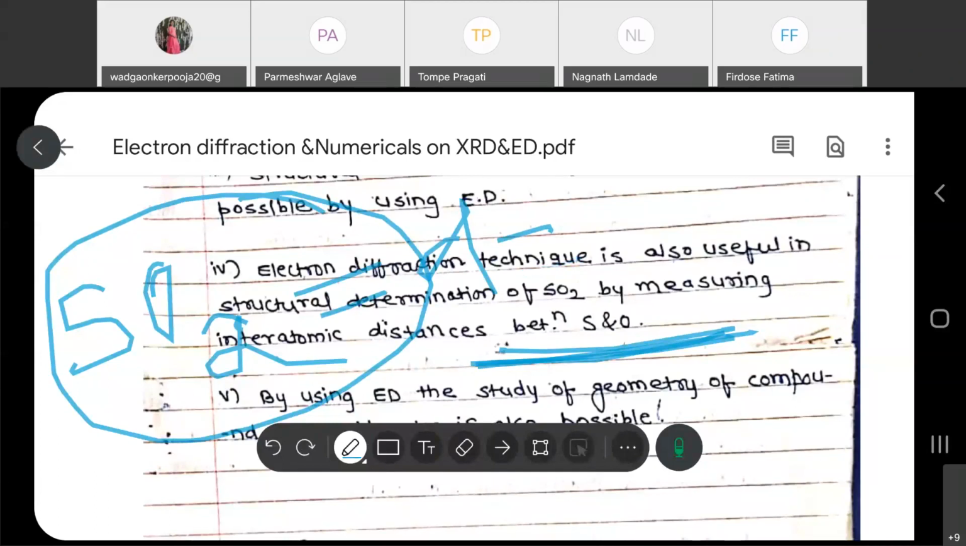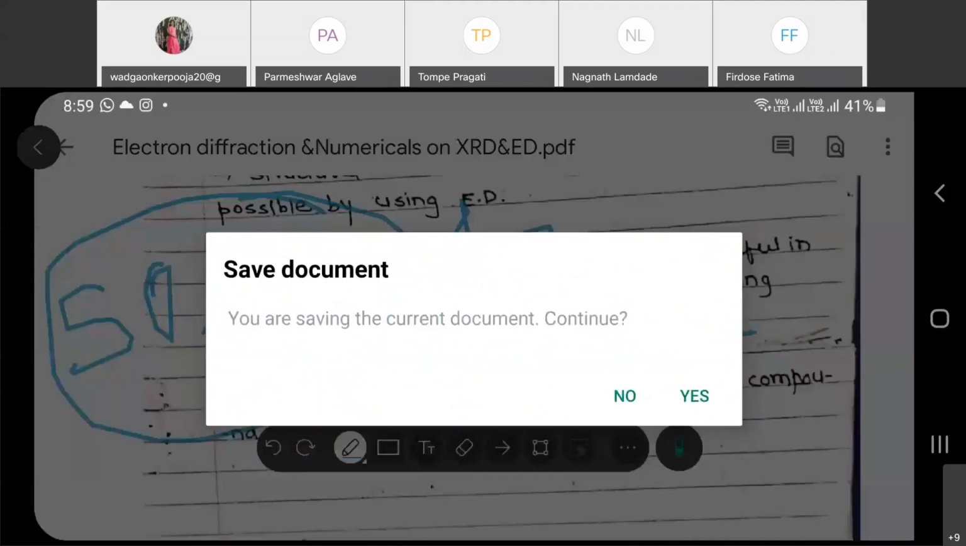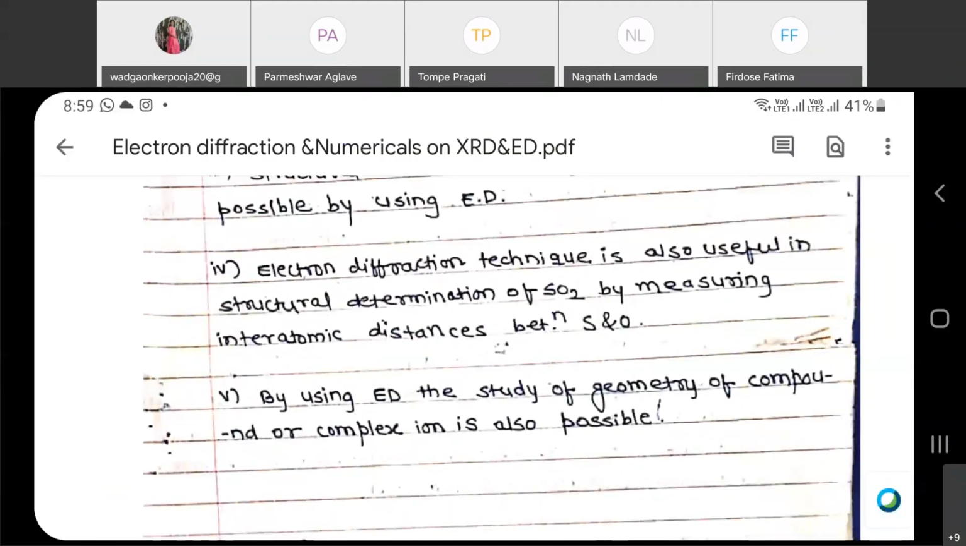Okay, guys. Then after, we can calculate our structure and the geometry of our complex ions. Structure and the geometry can be determined by using ED, that is electron diffraction.